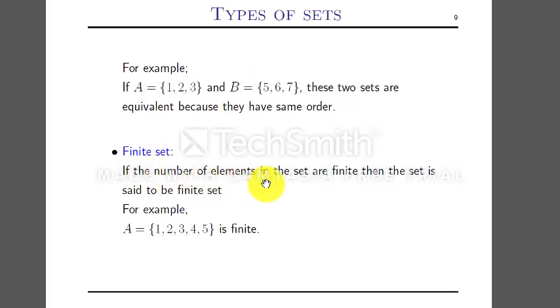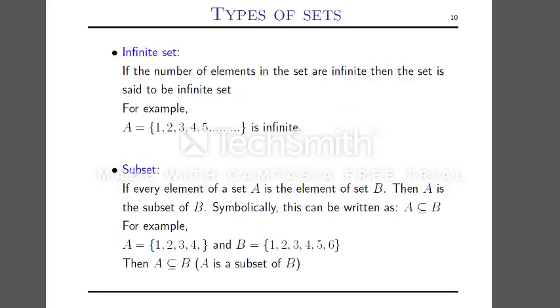Finite set. If the number of elements in a set is finite, then the set is said to be a finite set. For example, if there is a set A 1, 2, 3, 4, 5, the number of elements in set A is finite, so we can say that set A is finite.